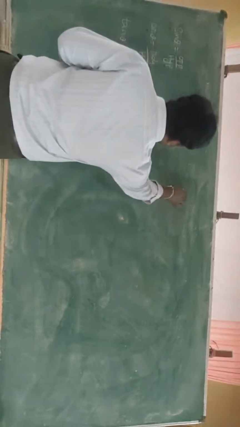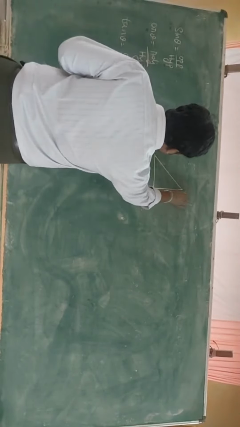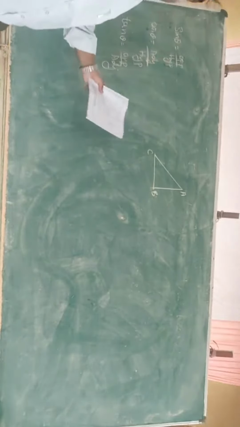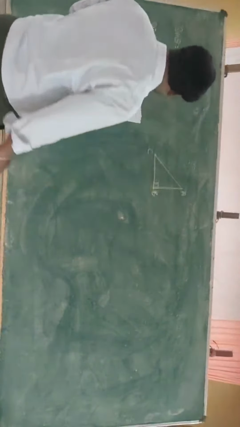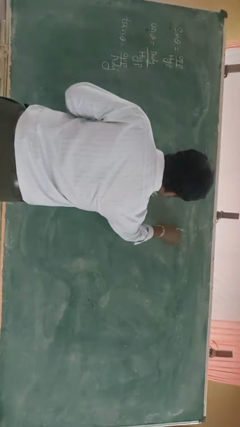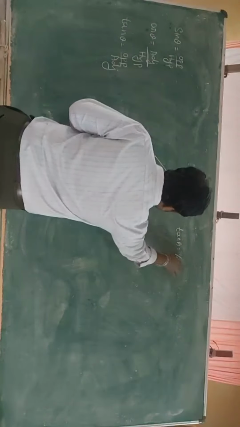In a triangle ABC, so let us draw one triangle. Triangle ABC, A, B, C. And this is right angled at B. Here it is right angled. What is given? Tan A is equal to 1 upon root 3.